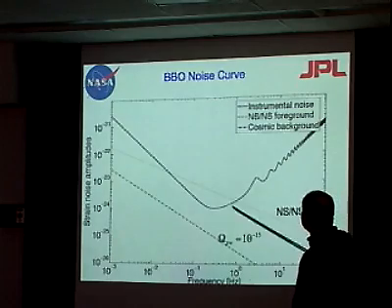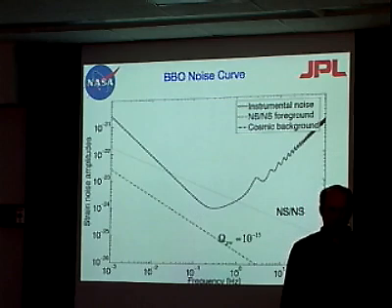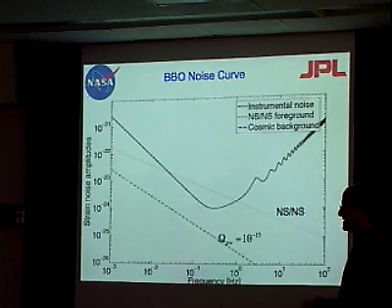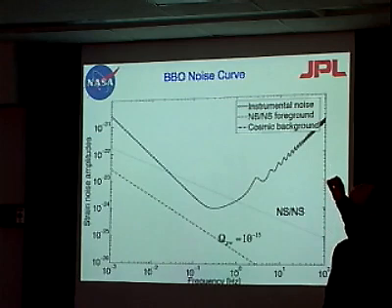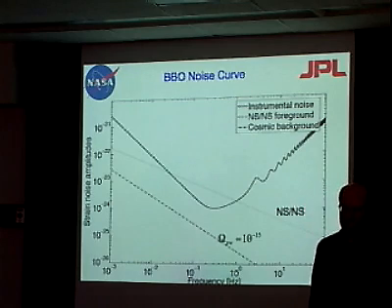The other thing to notice is it's even above the level of the BBO noise curve. Okay? So at least when you start trying to subtract out neutron stars, the total noise curve you have to deal with is not just the instrumental noise, but the noise from all the other binaries.